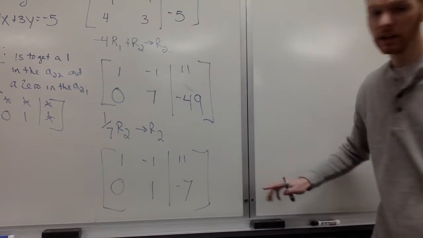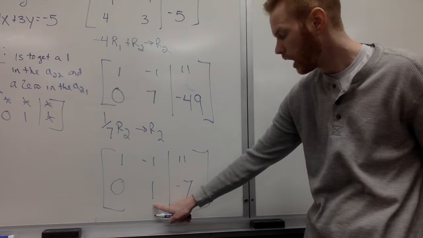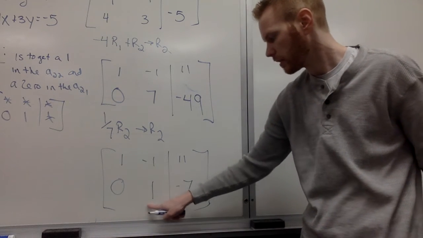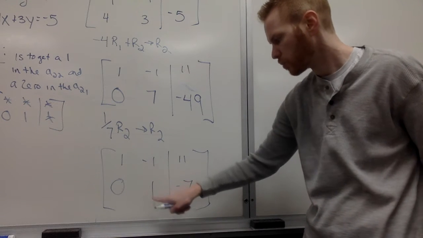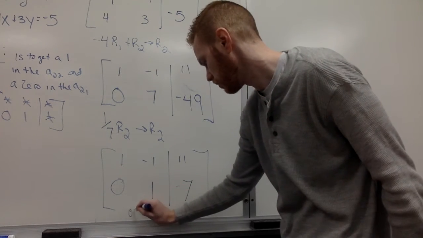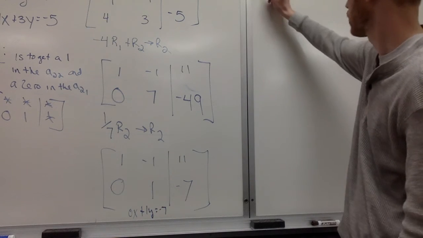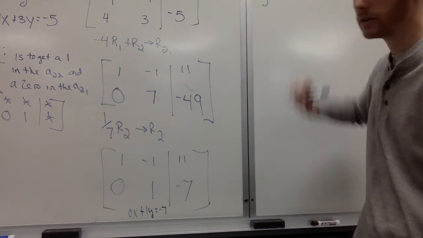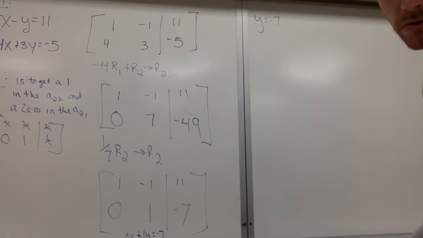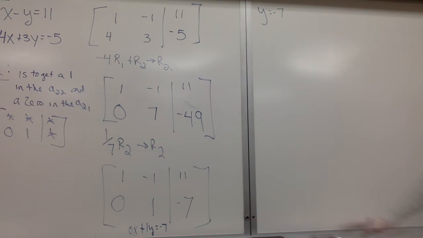Okay, so looking at this guy down here, this bottom value is saying y, because remember, this column is the y's. So if I look at just this bottom equation, 0x's plus 1y equals -7. I'm going to write that down here just so you can see it. 0x's plus 1y equals -7. Okay, so y is equal to -7. That's what this guy's telling me down here.